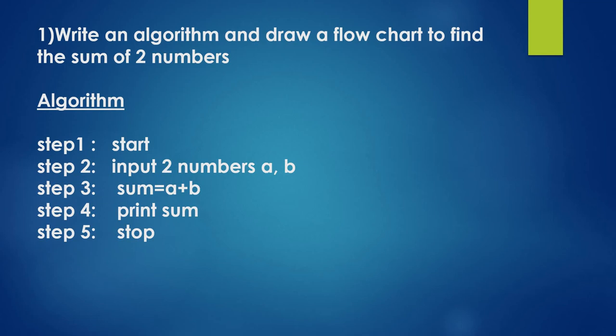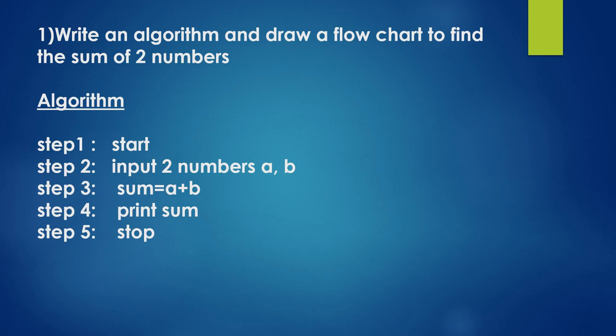We can look at one example. Write an algorithm and draw a flowchart to find the sum of two numbers. It is a computerized problem. We have to solve this problem using a computer. Then the first step is problem definition. Problem definition means we have to understand the problem. We have to read the question and understand the problem. This problem is to find out the sum of two numbers.